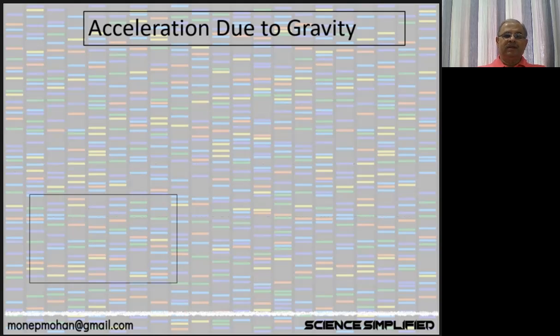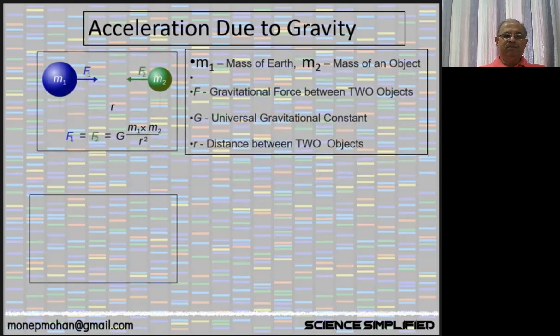Any force will always create acceleration in the body. The gravitational force is given by F equal to G into m1 m2 divided by r square, where m1 is the mass of the earth, m2 is the mass of an object, F is the gravitational force between the two objects, G is universal gravitational constant, and r is the distance between two objects.